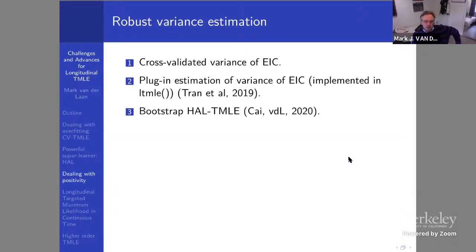Number one, the empirical variance of the influence curve is what we normally use. That should be replaced by the cross-validated variance of the influence curve, meaning you run your nuisance parameter estimates, like the outcome regression and the treatment mechanism, on training samples of 9/10, and you compute the sample variance over the 1/10, and then you average across 10 splits. That way we don't get a low variance, because influence curves are like residuals, right? So if you have an overfitted initial estimator, you will be underestimating the variance.